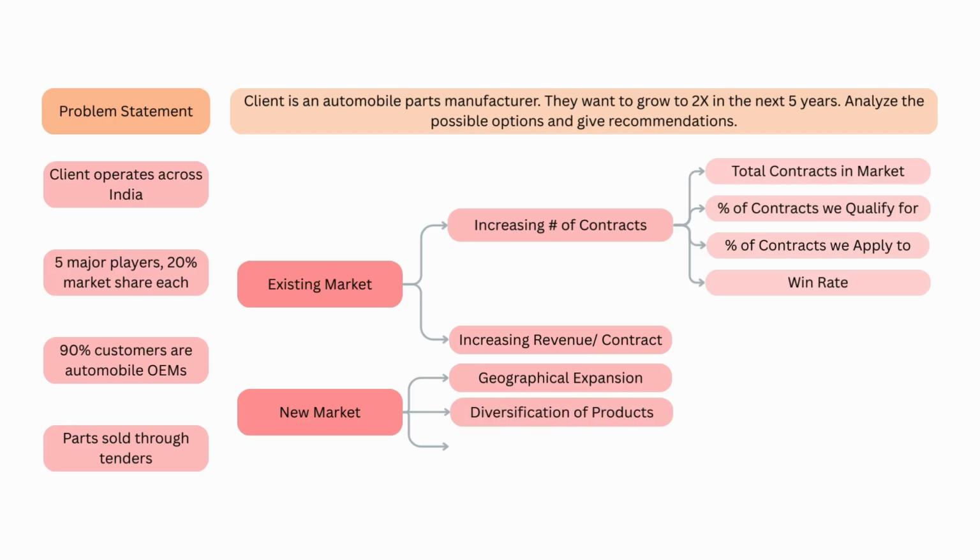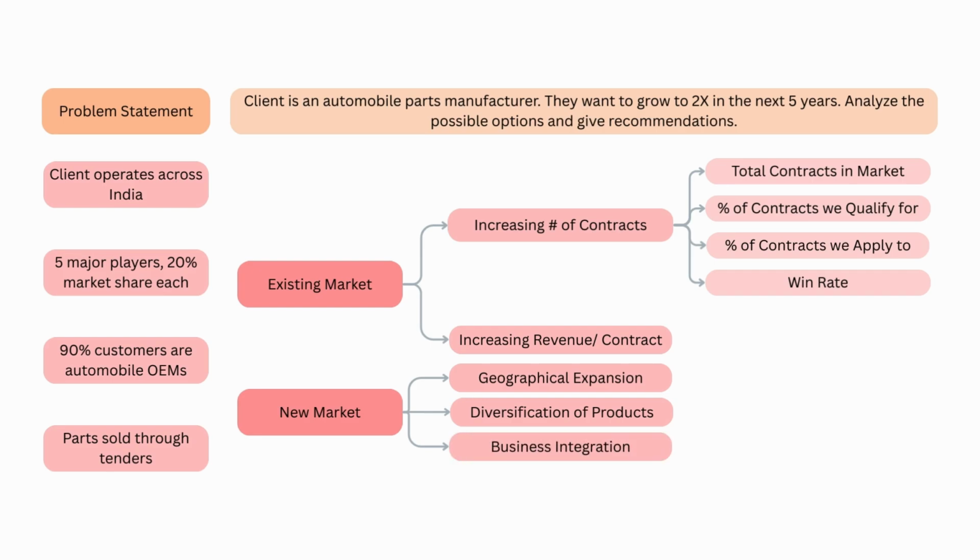Second is diversification of products. This means expanding into new product categories. For example, they currently manufacture plastic parts for the interior of cars. They could also diversify into two-wheeler components, commercial vehicle parts, EV specific components, safety systems, electronics, or lighting assemblies. This opens up entirely new markets.